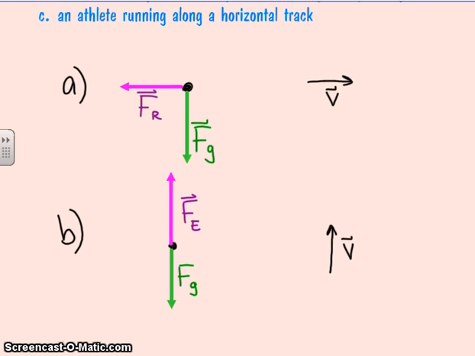Finally, in part C, it wants to know the free body diagram for an athlete running along a horizontal track.